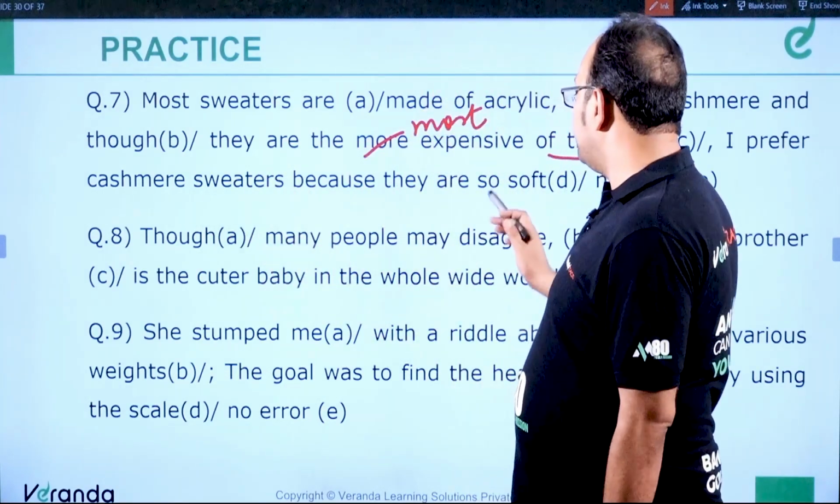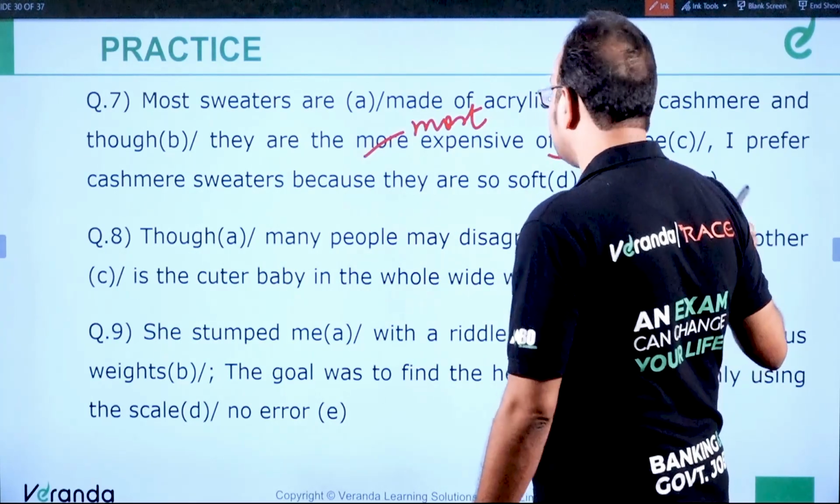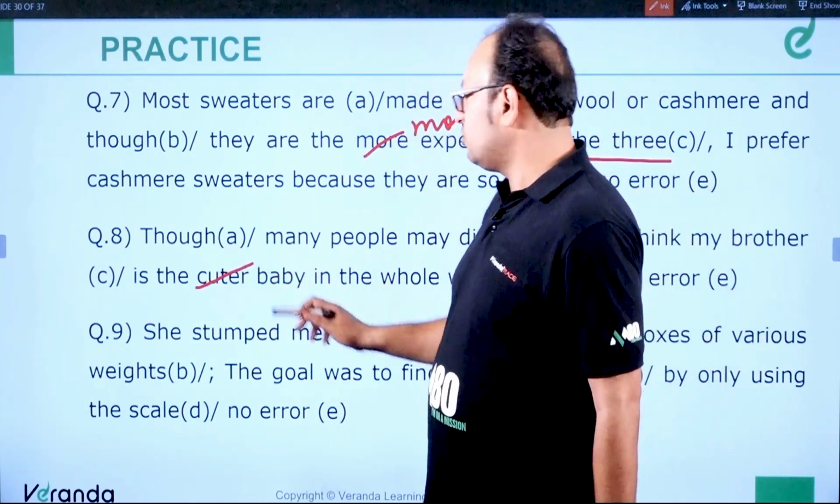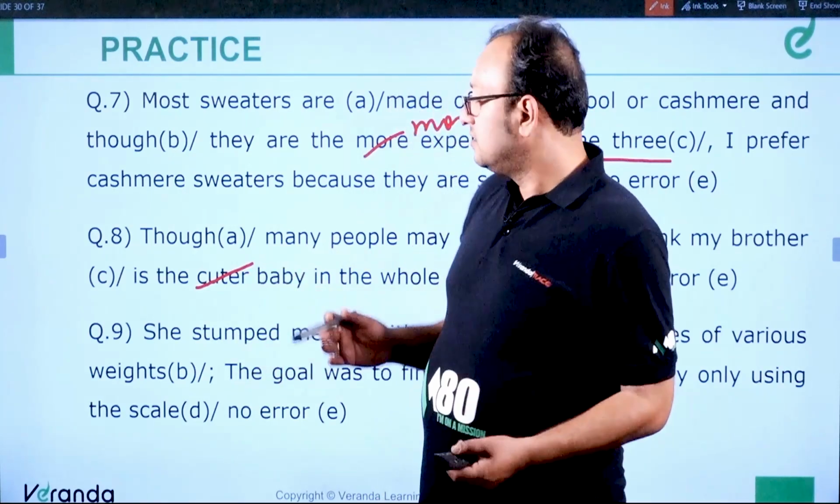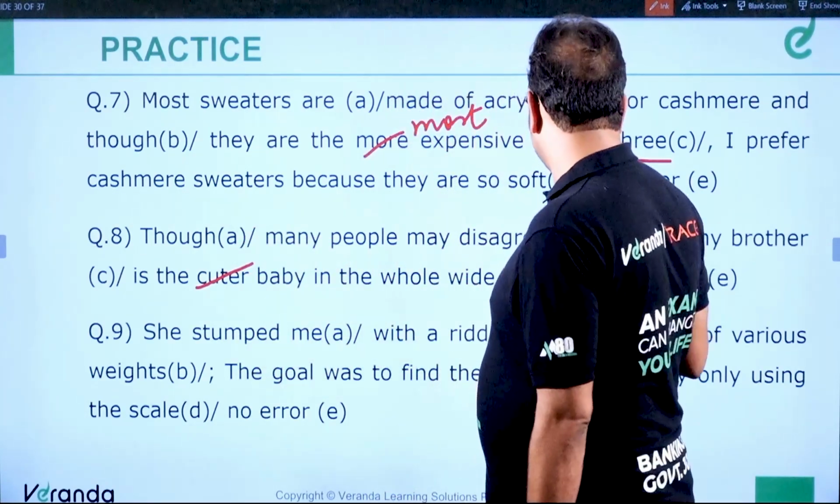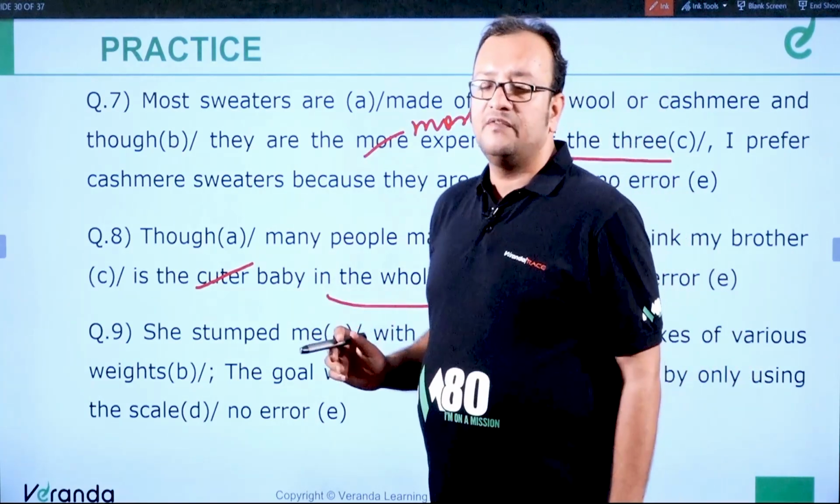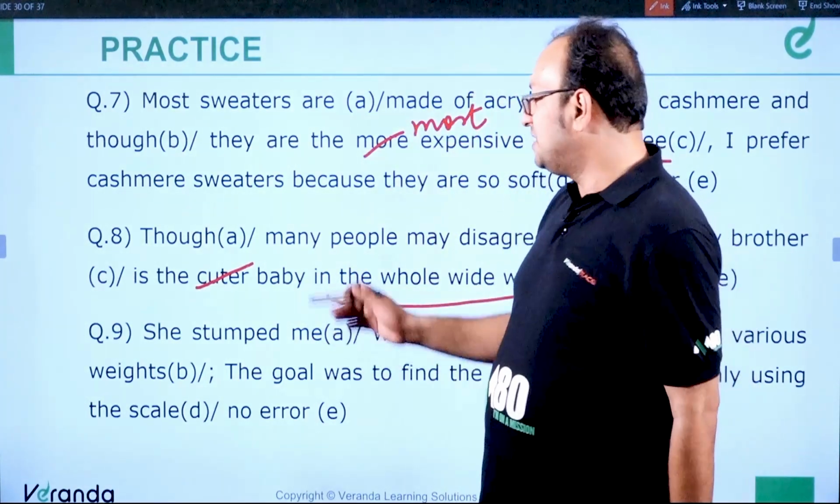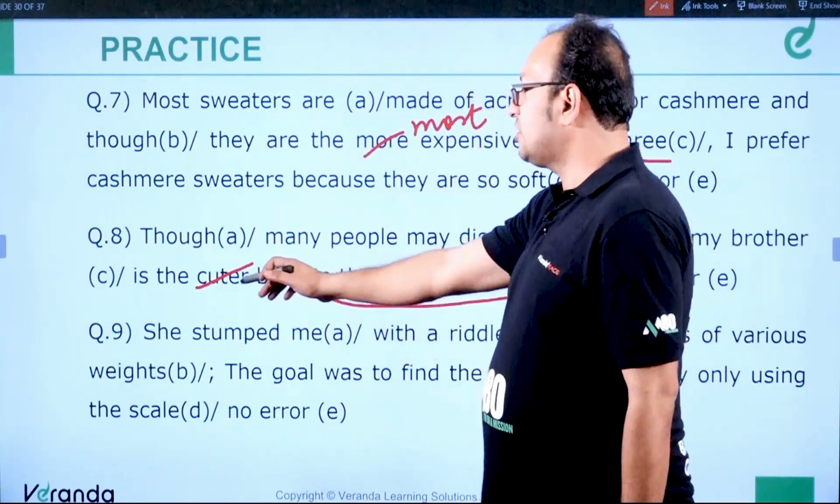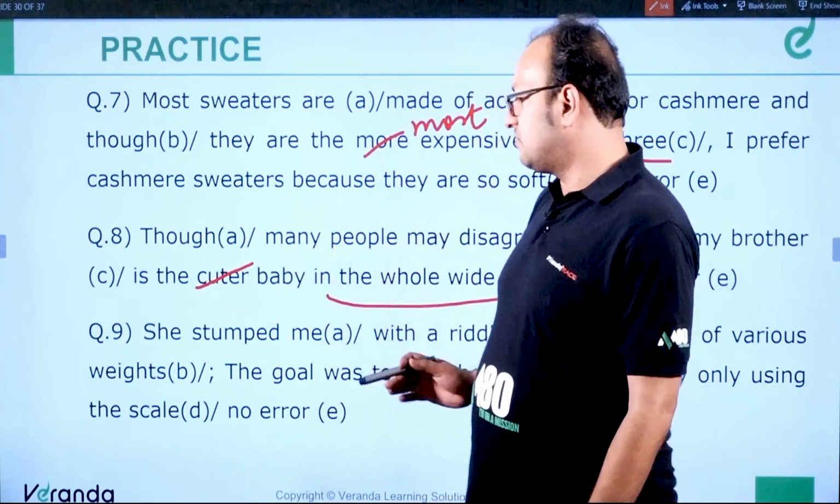Though many people may disagree, I think my brother is the cutest, not the cuter. Because, see, though many people may disagree, I think my brother is the cutest baby in the whole wide world. We are comparing babies of all the world, so it should be the cutest. Clear? Not the cuter baby, the cutest baby in the entire world.